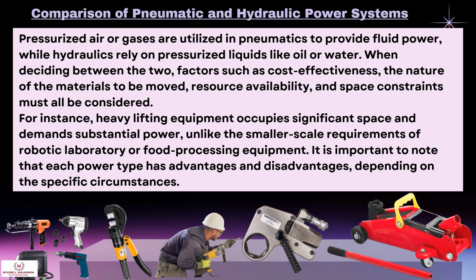For instance, heavy lifting equipment occupies significant space and demands substantial power, unlike the smaller-scale requirements of robotic laboratory or food processing equipment. It is important to note that each power type has advantages and disadvantages, depending on the specific circumstances.